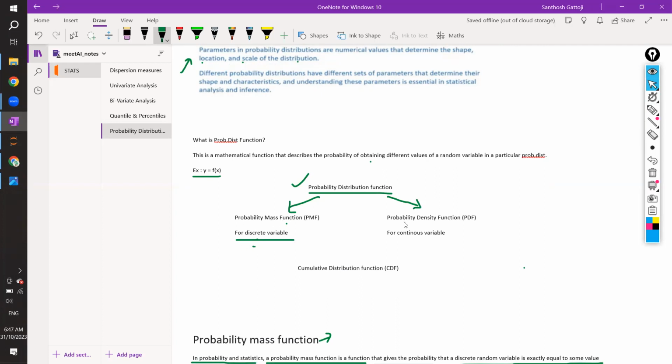Okay, now forget about this continuous variable, we'll come back to it later. Today let's just focus on probability mass function. When we are saying mass function, you should automatically understand that we are speaking about a discrete variable. That is the PMF, it's called probability mass function.